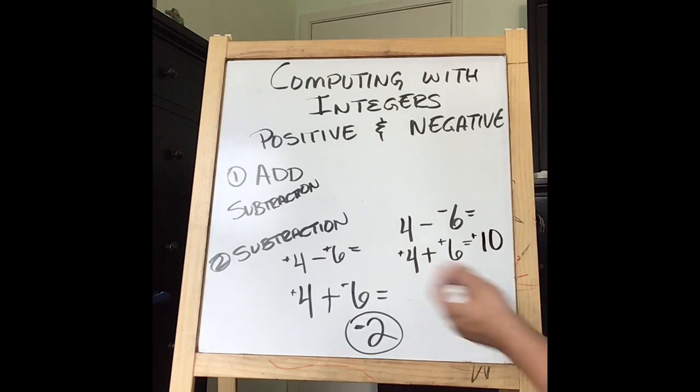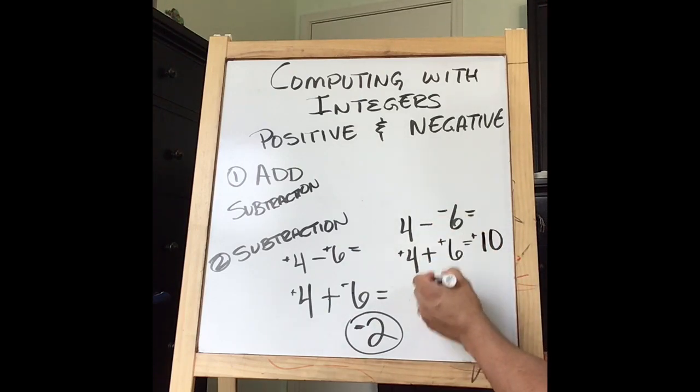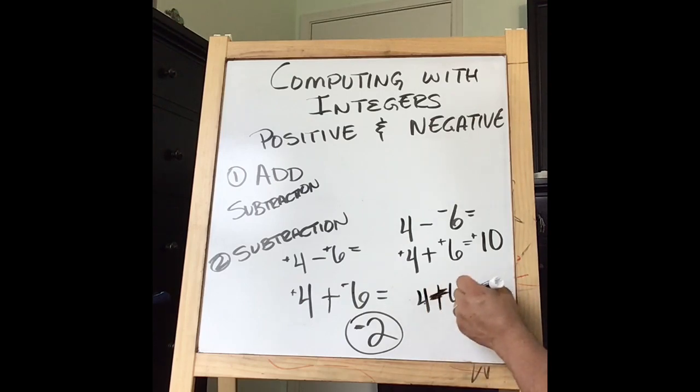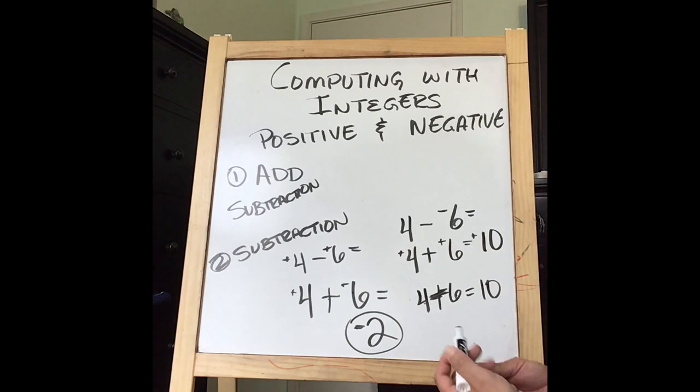Okay? Now there's a trick so you can look at it more easily. 4 minus 6, change these two signs to one big plus sign. Now you have 4 plus 6 is equal to 10. Okay? But I would suggest you do this so you can remember what your instruction is going to be.